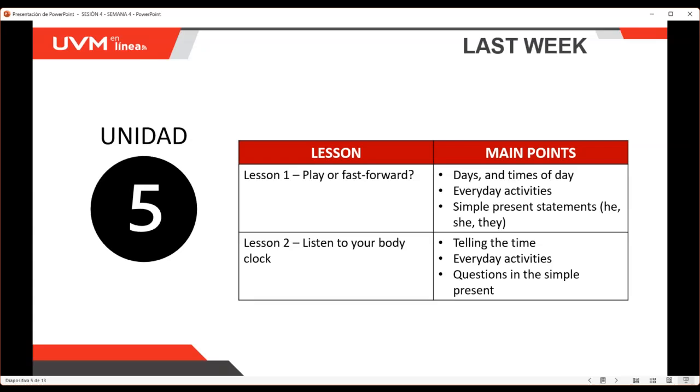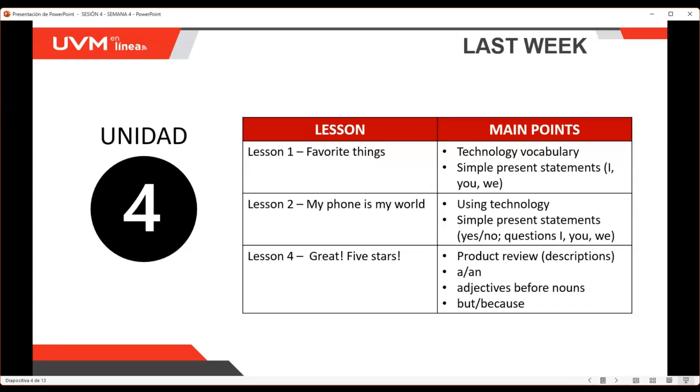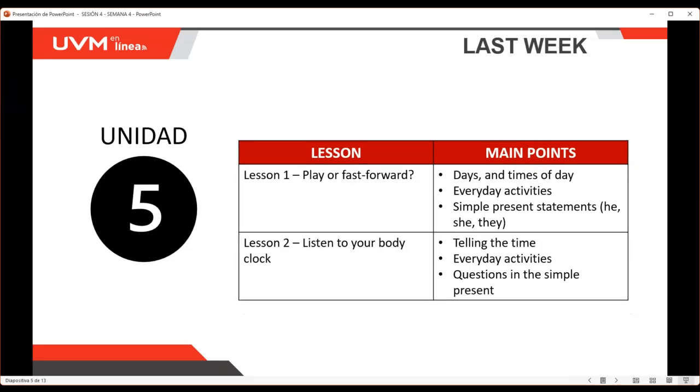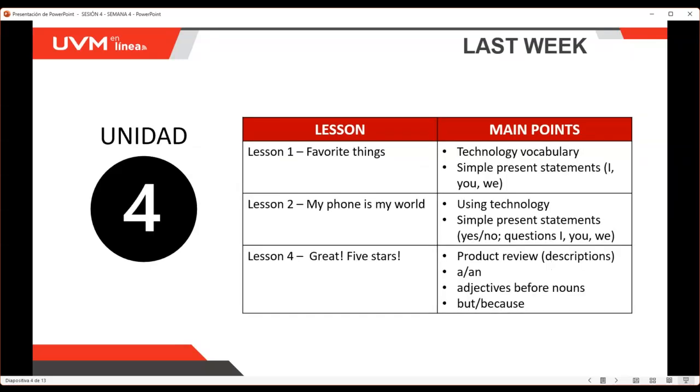And then for lesson 2, you learn phrases for telling the time, mainly about how to ask for the hour of the day and how to answer those questions. Then you also review again some very useful everyday activities verbs. And at the end of the unit, you learn how to create questions in the simple present tense. Okay. And as I told you before, I think that in terms of grammar, the main point of the unit 4 and unit 5, sorry, was to learn how to use simple present tense. Okay. Let's go for our exercise for today.